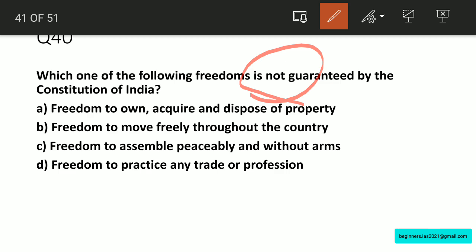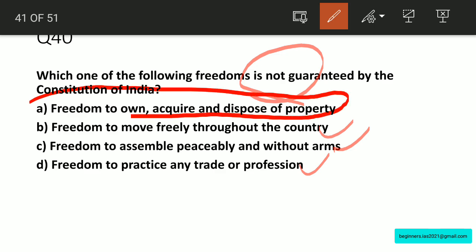Freedom to move freely throughout India, this is given. And freedom to assemble, this is also given, without arms, that is important. Freedom to practice in any trade or profession, this is also given. But this one is not given as the fundamental rights. Therefore, the answer for the question is A. These are all given. Therefore, the answer for the question is A.